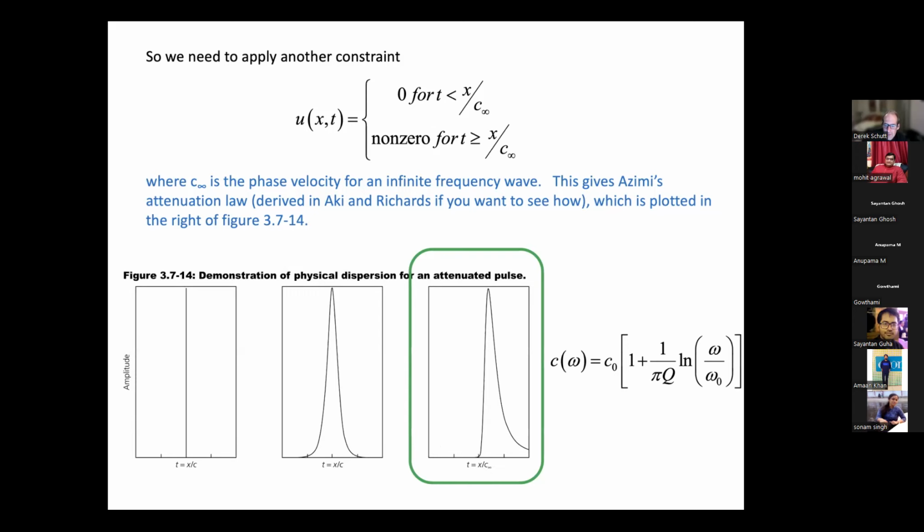And so when we do that, we get this relationship here, which tells us that the velocity is going to vary with frequency. So the fastest velocity will be for infinite frequency waves, and that will be c of infinity, and that will travel at the perfectly causal time. And then other energy will come in later and later and form this sort of offset peak.